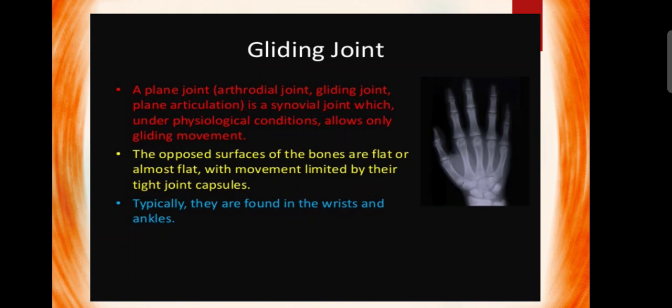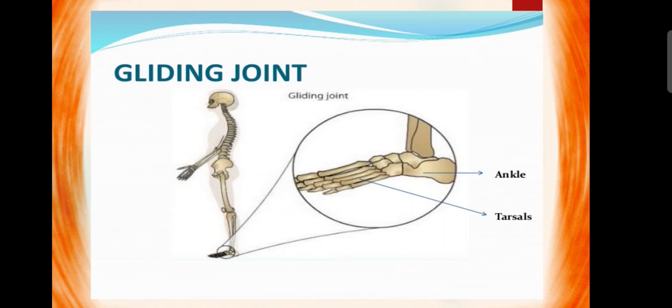Now we come to the gliding joint. Children, a plane joint is a synovial joint which allows only a gliding movement. The opposed surfaces of the bones are flat or almost flat, with movement limited by their tight joint capsules. Also they are found in the wrist and ankles. These are the gliding joints.